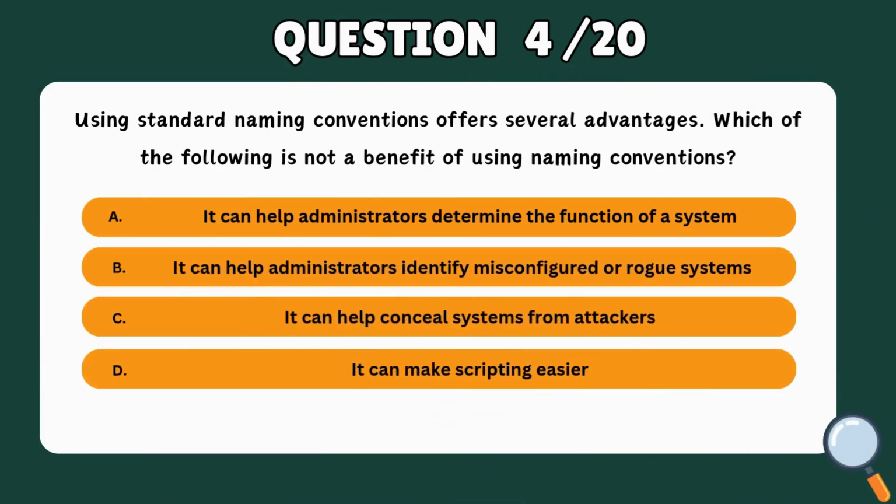Question 4. Using standard naming conventions offers several advantages. Which of the following is not a benefit of using naming conventions? A. It can help administrators determine the function of a system. B. It can help administrators identify misconfigured or rogue systems. C. It can help conceal systems from attackers. D. It can make scripting easier.